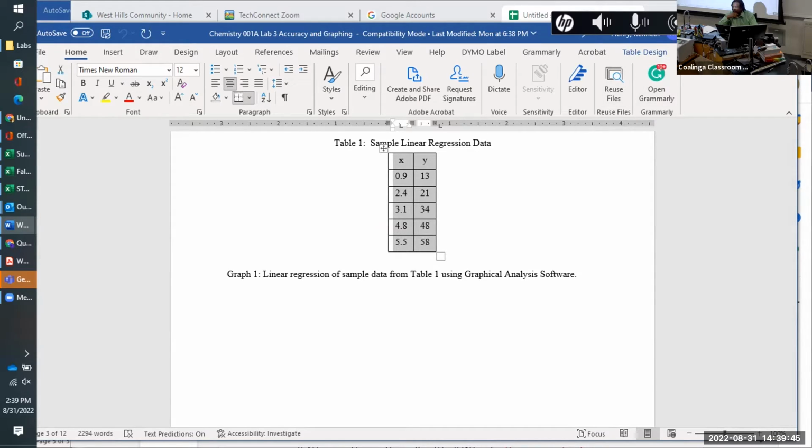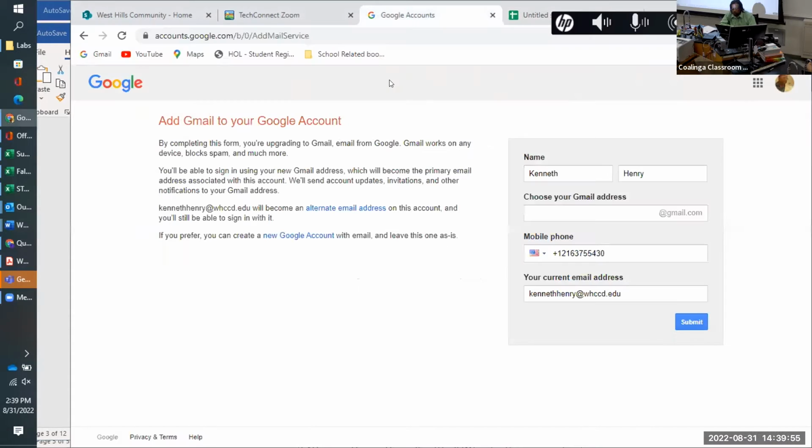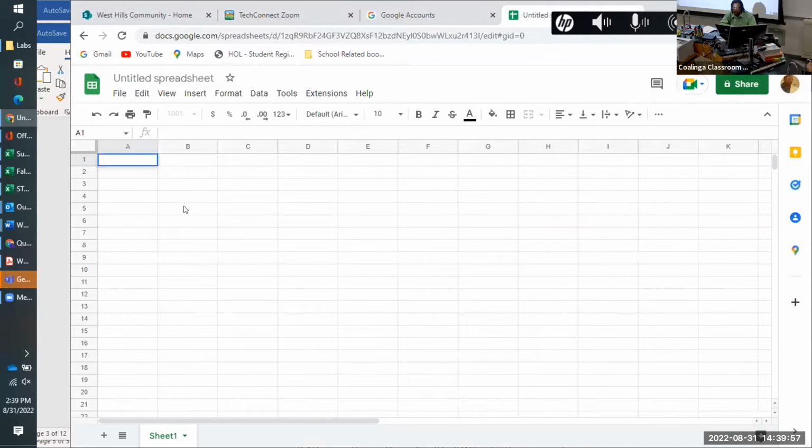So if you actually go to the lab itself, it actually has the data, so you can copy it and paste it into your Google Sheets. Everybody has their Google Sheets open.